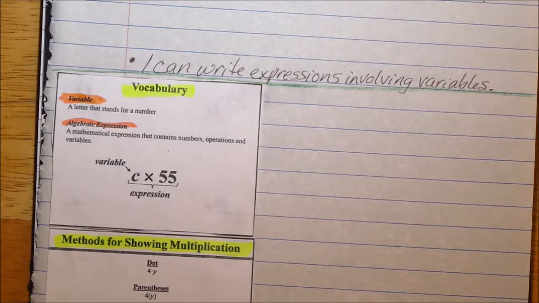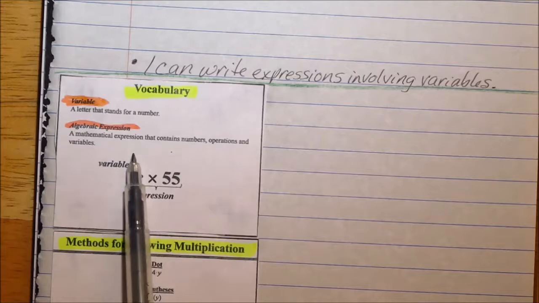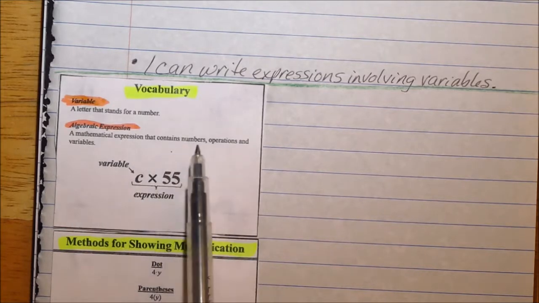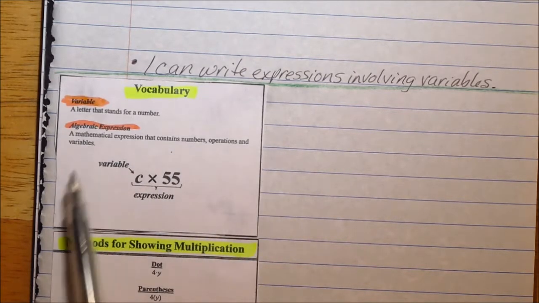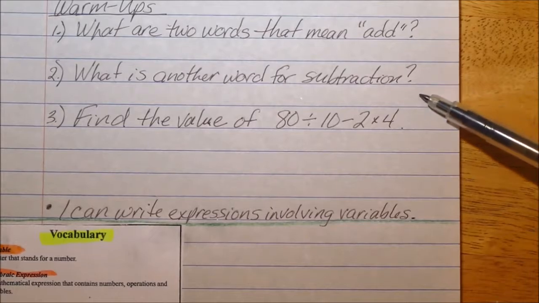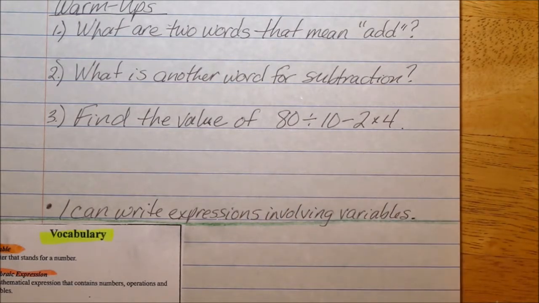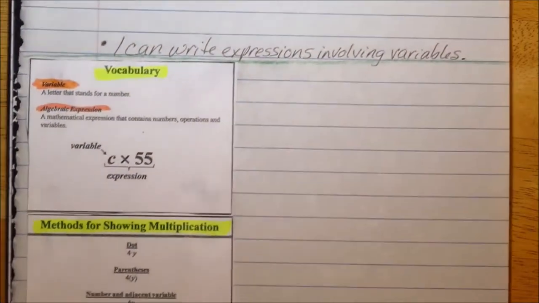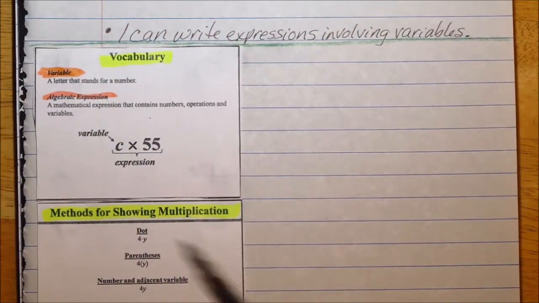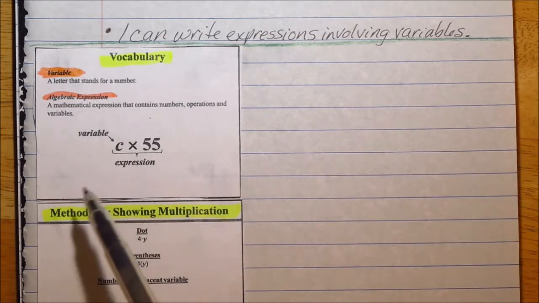All right? So an algebraic expression is simply a mathematical expression that contains numbers, operations, and variables. So before this lesson, we've been talking about expressions. Say like up here, this is an expression right here. We have a combination of numbers and operations. But an algebraic expression is going to have a combination of numbers and operations and variables.